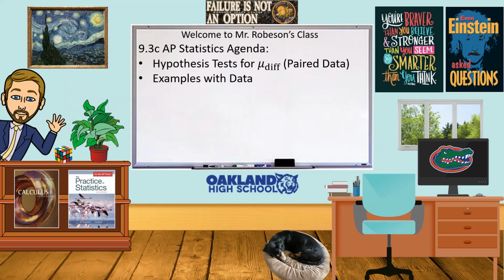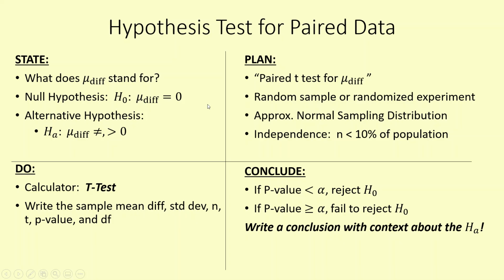Hi guys, welcome back. In 9.3c, we're going to finish up hypothesis test for means. We're looking at paired data this time, so paired data, mean difference. When you're doing the hypothesis test for paired data, just like we did the confidence interval for paired data, once we pair stuff, we treat it like it's just one sample. So the t-test is the test that you would do for one sample.